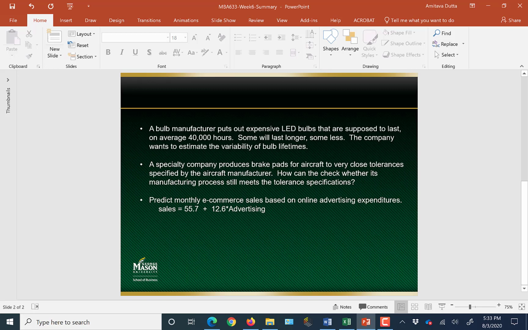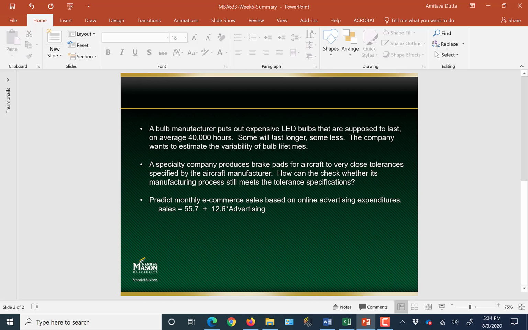In this week's class, what we will test is the variability of the lifetime of these bulbs. Some bulbs will of course last more than 40,000 hours. Some bulbs will of course last less than 40,000 hours. And it's not nice if one bulb lasts 50,000 hours, another one lasts 30,000 hours.